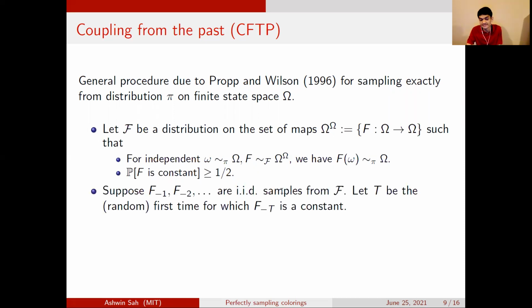Then what we do is we sample random functions until we hit the first time, which is random, at which the random function is a constant function. Then we take any input on the state space and we plug it through that constant function, and then f negative t plus 1 and then up to f negative 1. You can see this goes backwards, and that's why we negative index this.